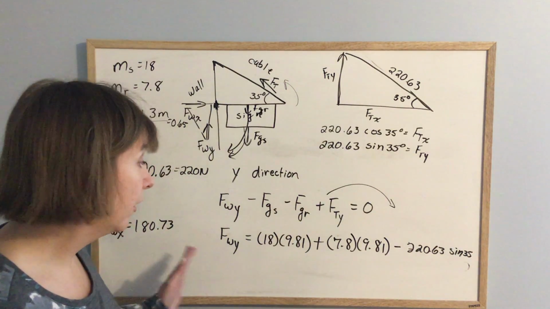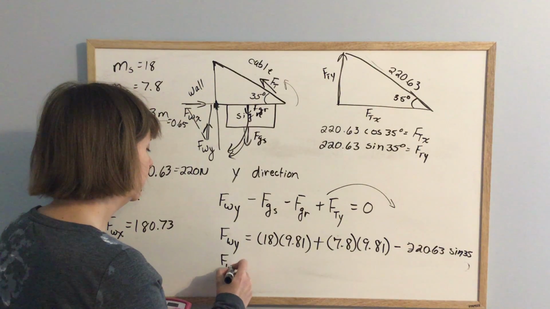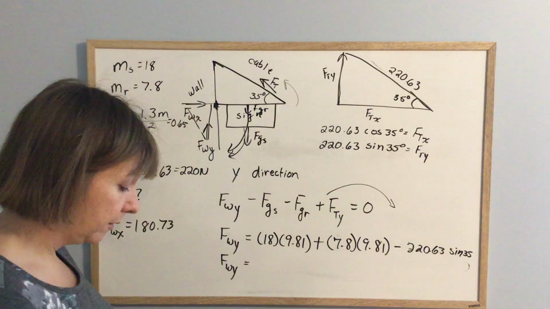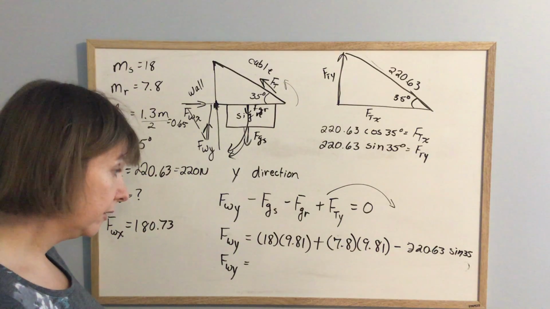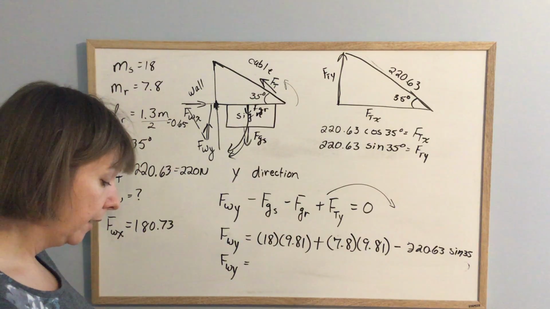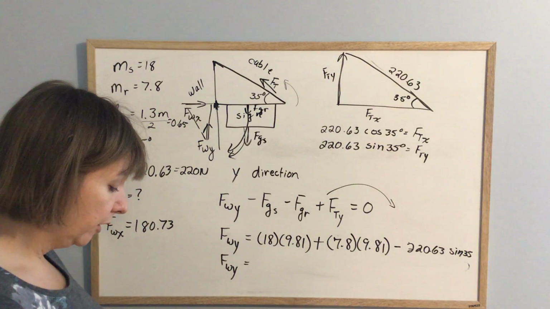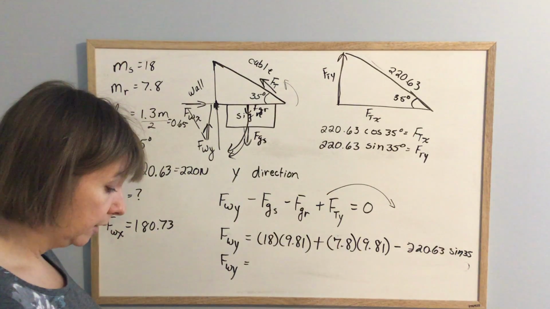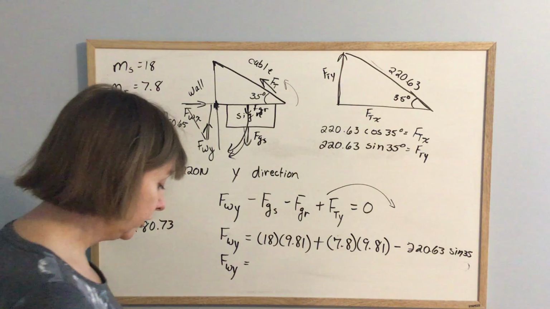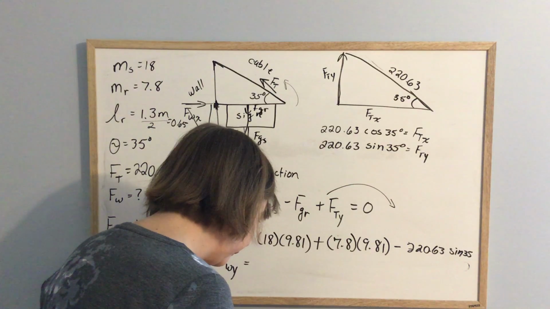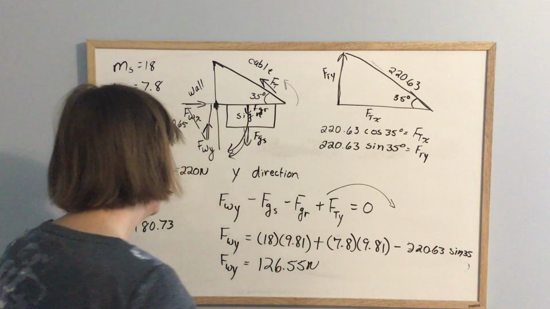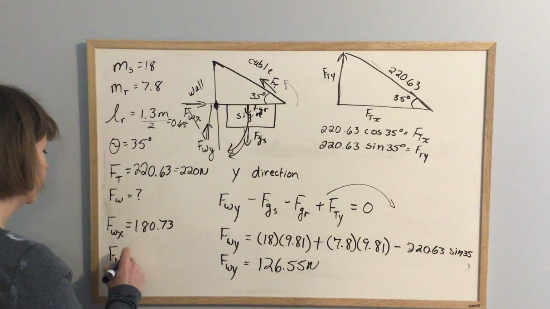So I'm going to put all that in my calculator, and it should give me the y component on the wall. So 18 times 9.81 plus 7.8 times 9.81 minus 220.63 times sine of 35, and I get 126.55, which is what they get too, so that's good. And again, because it's going up, it's positive.